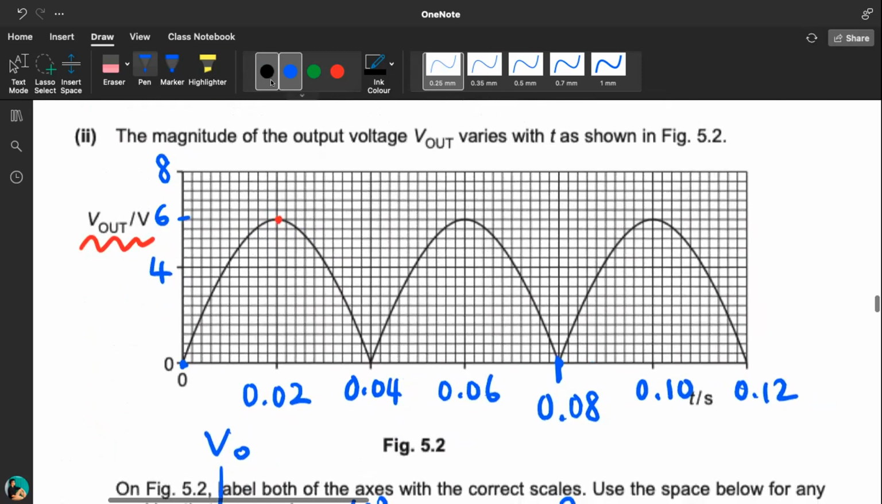Okay, this is 6. 5 would be in the middle. 2 divided by 10, 0.2. It will be roughly 3.5 boxes. 1, 2, 3.5. Okay, somewhere here. Let me draw a line here.